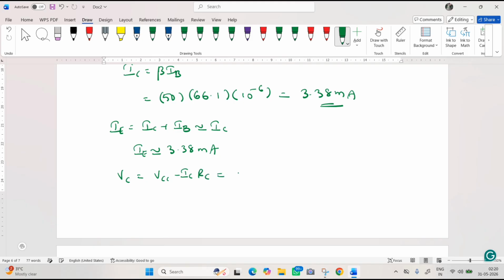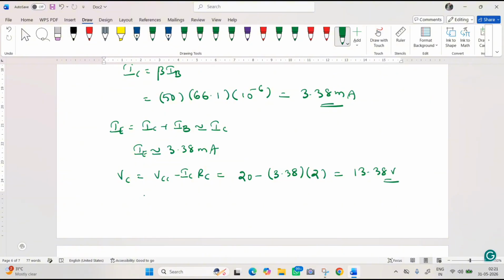Let me substitute directly. VCC value is 20 minus IC, IC I got as 3.38, into RC value. RC value, how much was it given? It was given as 2. If you solve this, you will get 13.38 volts. This is VC.